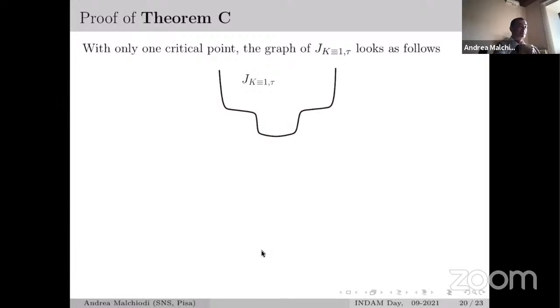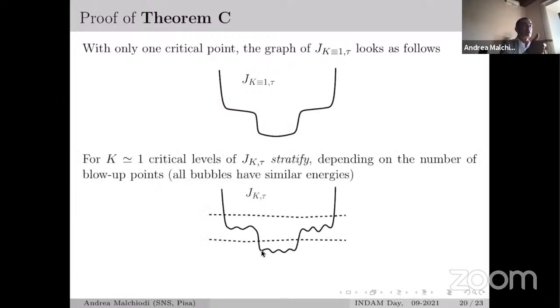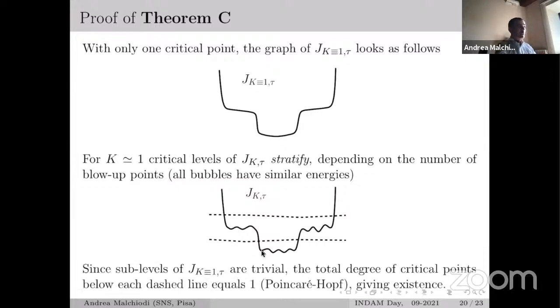But when you introduce the function k, we saw that you generate critical points. The energies of these critical points tend to stratify when the function k is close to 1. They stratify depending on the number of blow-up points that you have. So in this rough picture, I drew the family of solutions developing just one bubble. Here, the solutions developing two bubbles, and you would have more here and here. All solutions stratify.